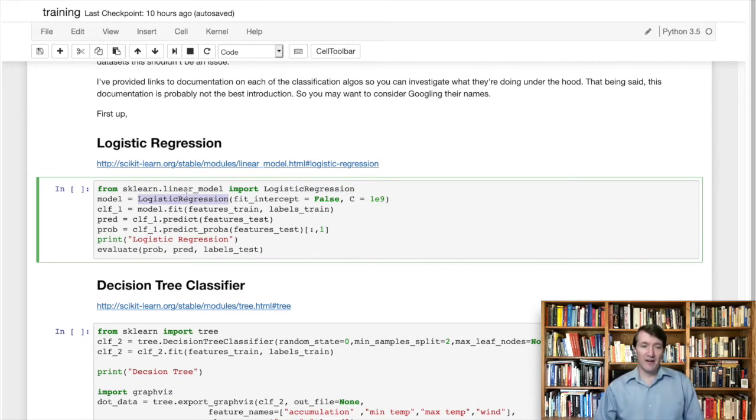We're then using logistic regression. We give it some parameters, so it establishes a model. And then we're going to give it our training data, our features and our labels, and we're going to do that same fit.